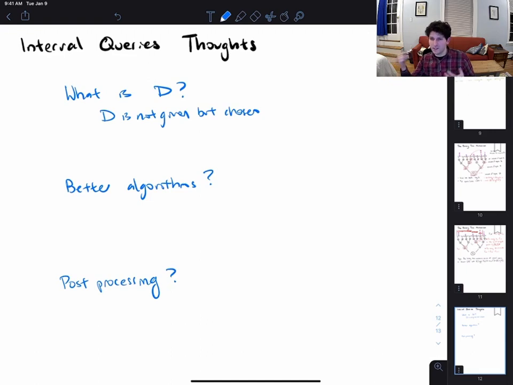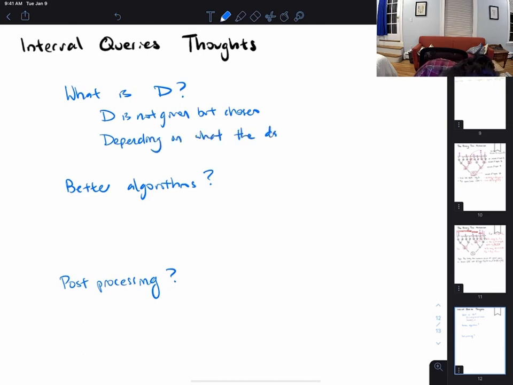So depending on what the data looks like, we can trade off granularity versus error.